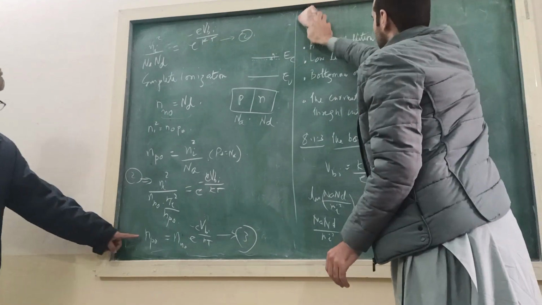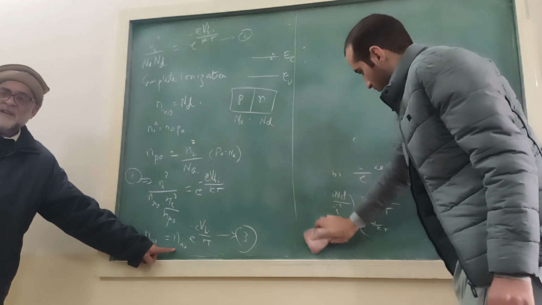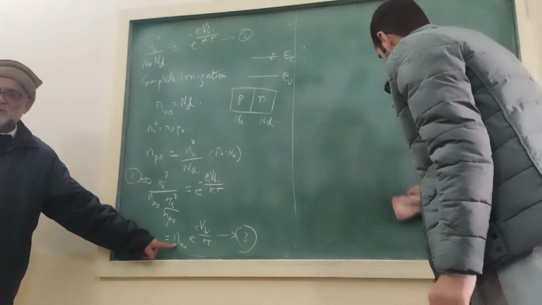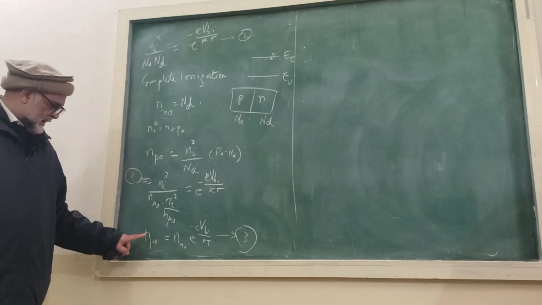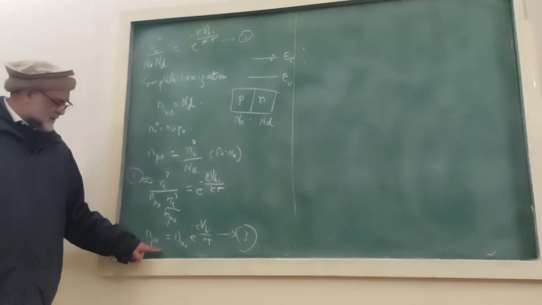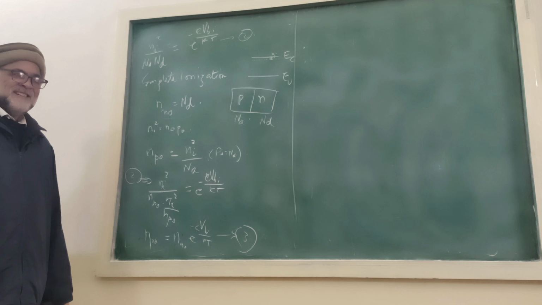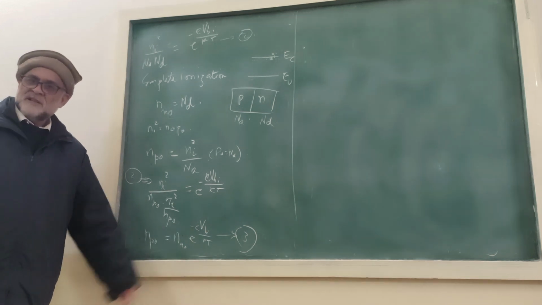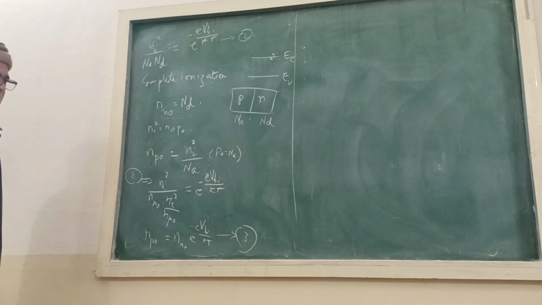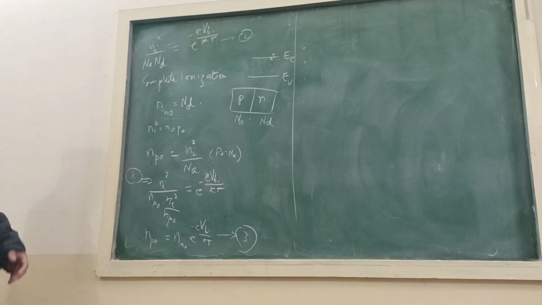The minority carriers in terms of the majority carriers. Electrons are majority carriers on the n side, but electrons are minority carriers on the p side. So look, the minority carrier is less than the majority carrier because this is less than 1. So the minority carriers are less than the majority carriers, and they can be described in terms of this equation.